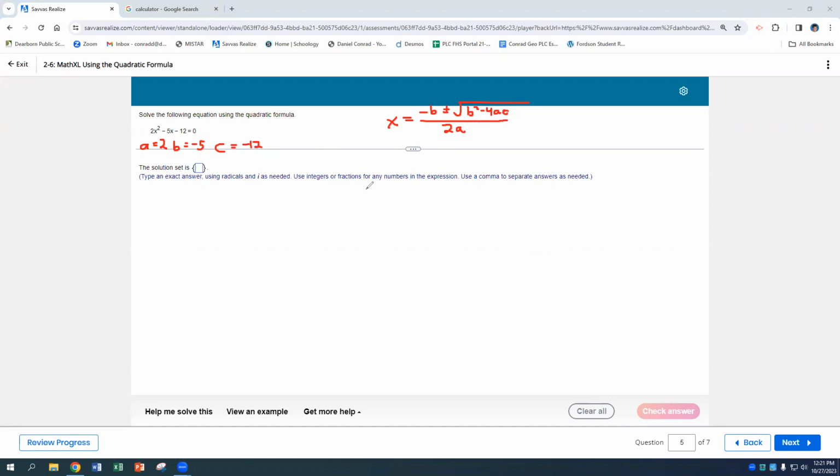All right, so let's substitute in our numbers. X equals opposite of B, that's going to be negative times -5, plus or minus square root of -5 squared minus 4 times 2 times -12.